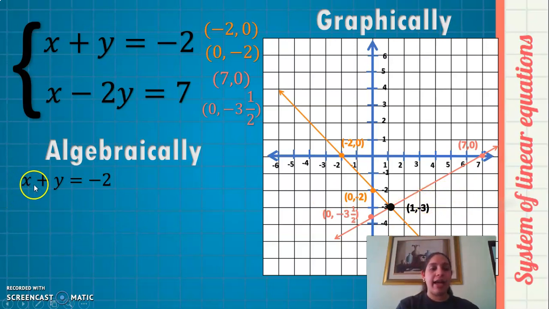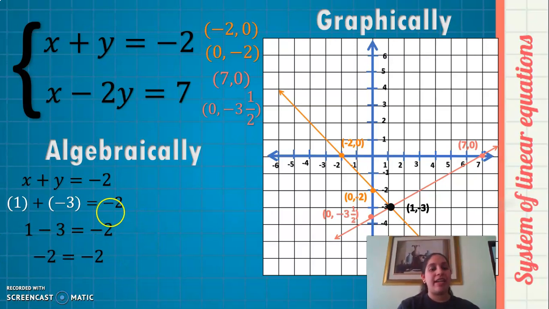So instead of having x plus y equals negative 2, I'm going to have 1 plus negative 3 equals negative 2. I take away my parentheses and I'm going to have 1 minus 3 equals negative 2. Okay, now that I find this, I have 1 minus 3, how much is it? Negative 2. So negative 2 equals negative 2. This way I find that this one is correct because they're just the same.